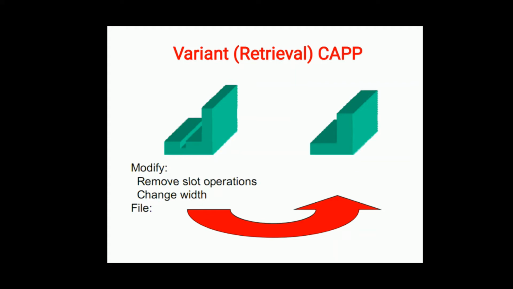So now we can see we have taken the first existing part. In that we have to remove that slot, we have to do that operation, and afterwards we have to change the width as per the new requirement. So we will get the new part as per our variant CAPP. This is the use of variant computer aided process planning. We just do some modification in the existing part and then we get the new part. So this system is able to do some modification as per the new part.